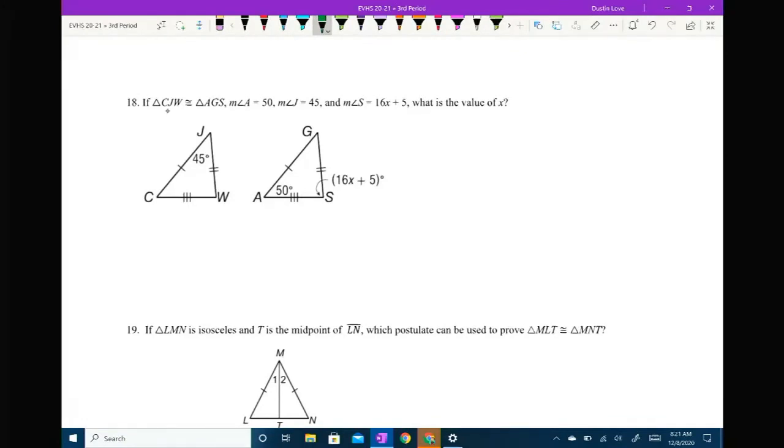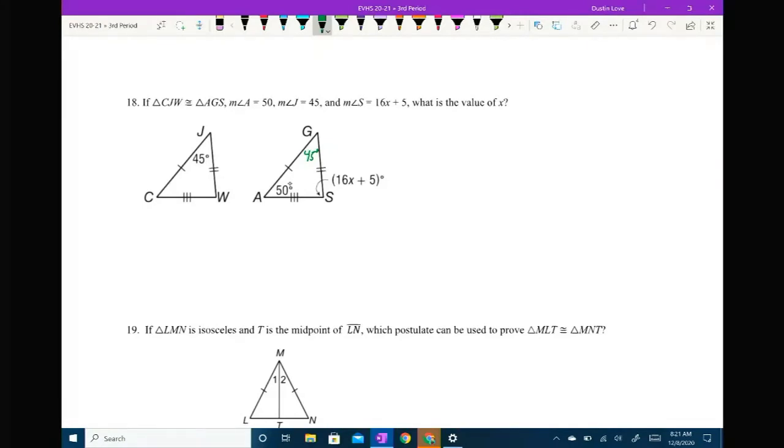Okay. If CJW is congruent to AGS, then if CJW is 45, over here angle G must also be 45 degrees. Angle A is equal to 50, J is 45. Okay, they're repeating that. What is the value of x?